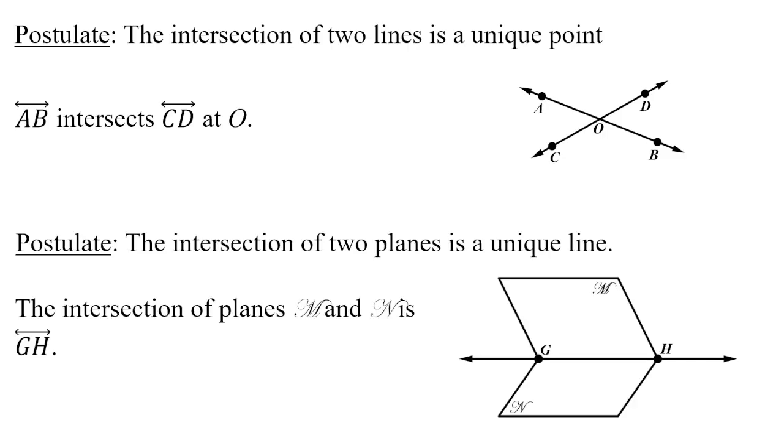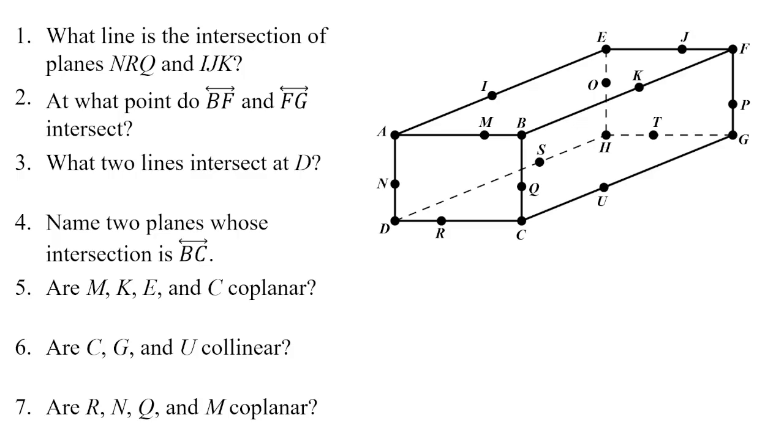When two planes intersect, they make a line. So as you can see, planes M and N intersect at line GH. So whenever two lines intersect, they make a point. Whenever two planes intersect, they make a line. So let's look at some examples.